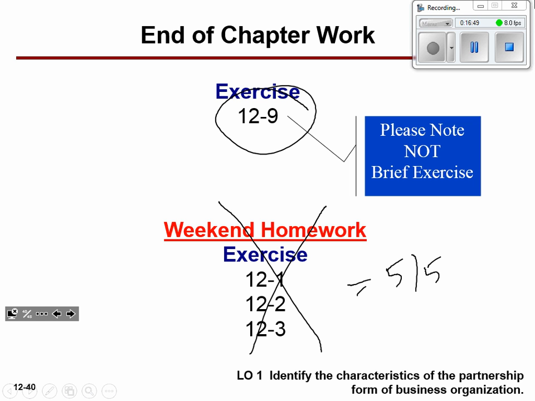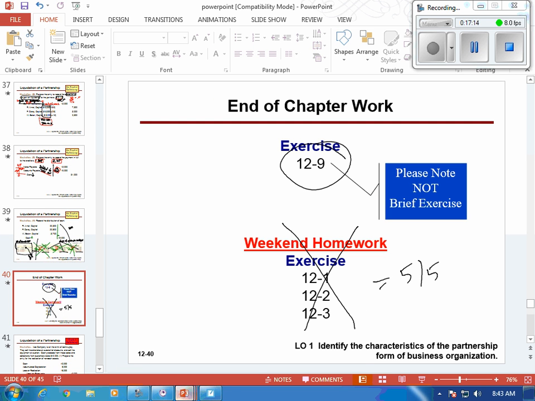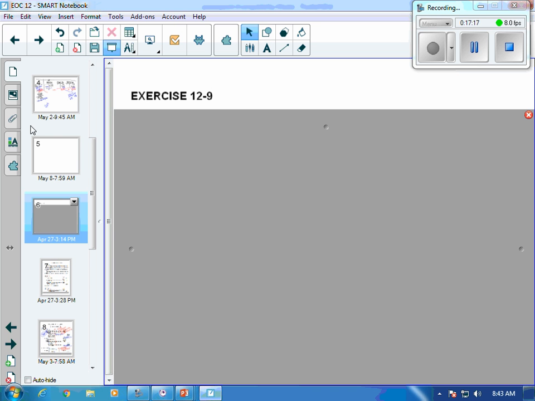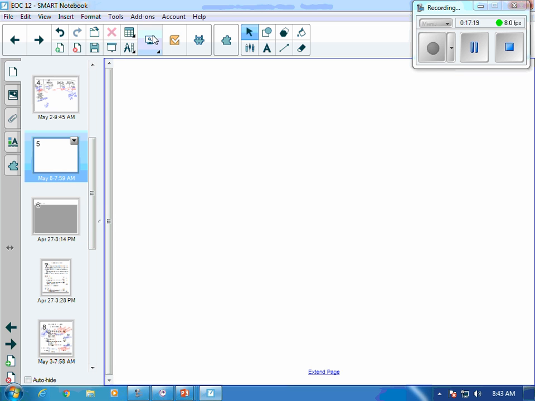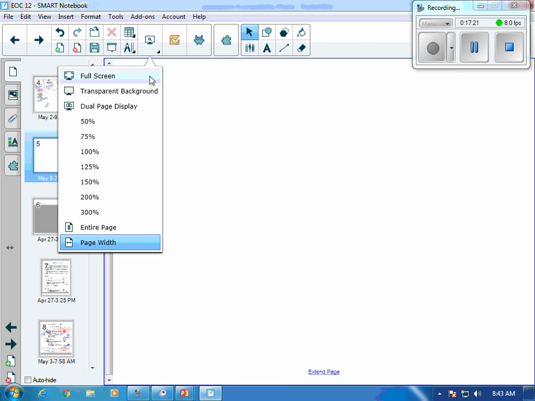There's a whole appendix section on this chapter, talking about specifics of a death of a partner and what that means and who gets the money and all that. We don't ever cover the appendix of a chapter. So this weekend homework is not that, we're just going to go into the problem. So let's do exercise 12.9. And if time permits, we will do the deficiencies so you can see that.